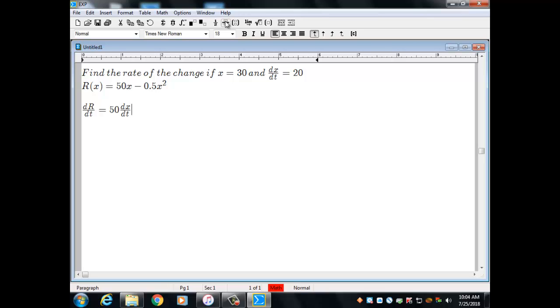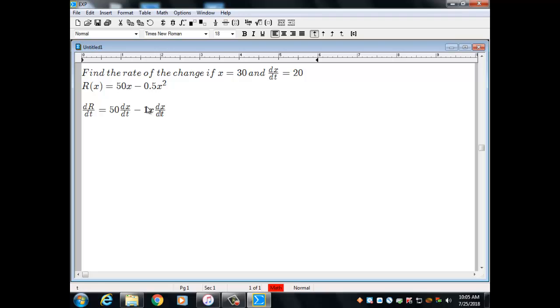Does that make sense? Minus the 2 is going to come down as the power rule, so 0.5 times 2 is 1, right? So this is minus 1x, and then dx/dt, right? So to find the rate of change if x is 30 and dx/dt is 20, what do we do? Well, you simply plug 30 in for x and 20 in for dx/dt. Does that make sense?